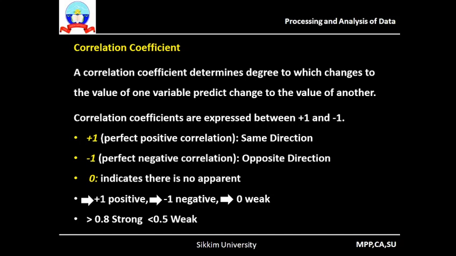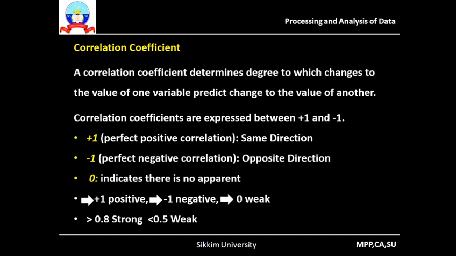Positive 1 refers to perfect positive correlation, which implies variables are moving in the same direction. Minus 1 represents perfect negative correlation, which implies variables are moving in opposite directions. And 0 indicates there is no apparent correlation between variables.